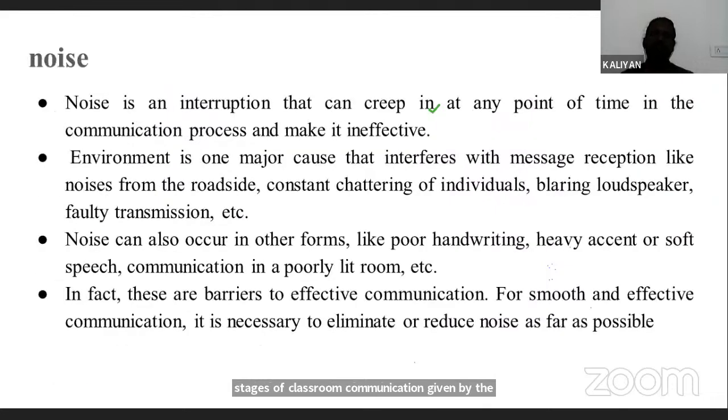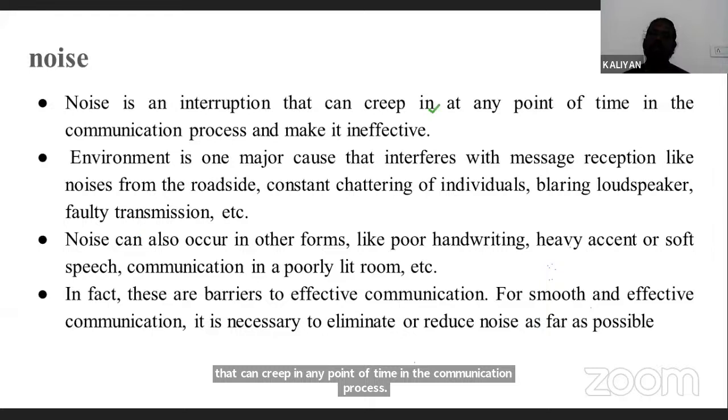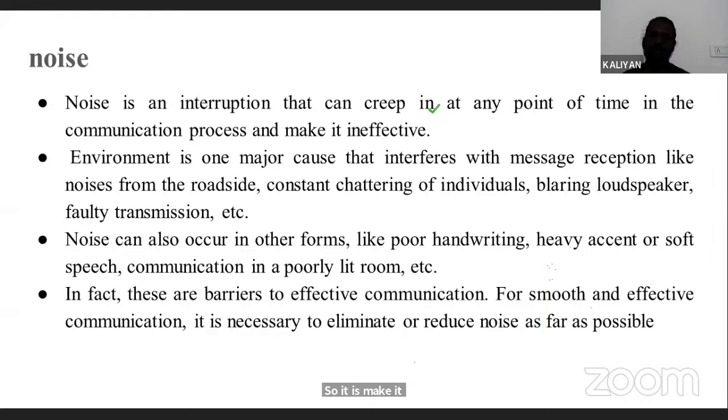And next is the noise. During communication, some noise can happen. Like in an online meet, there is some voice breaking. So this is called noise. Noise is the interruption that can creep in at any point of time in the communication process, so it makes it ineffective. In this meeting, if the voice is breaking, it is ineffective. If the voice is good, only then will they understand what I explained here. Otherwise, if noise happens, it will be ineffective.